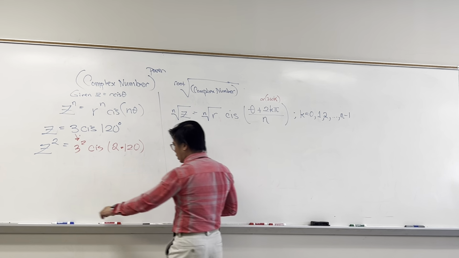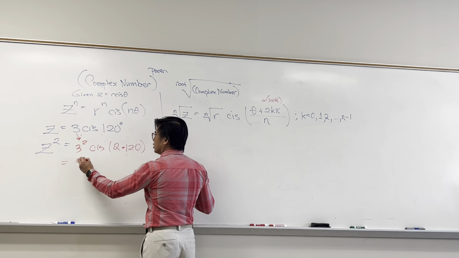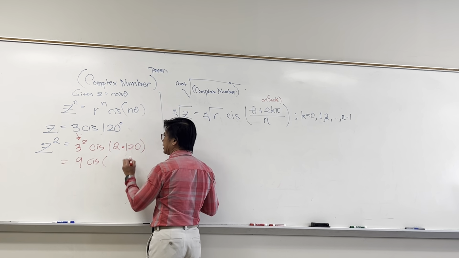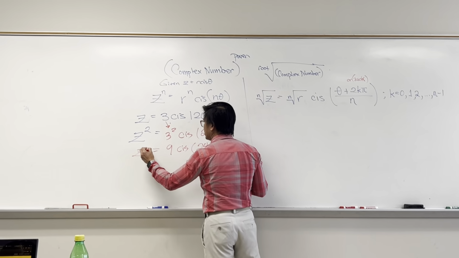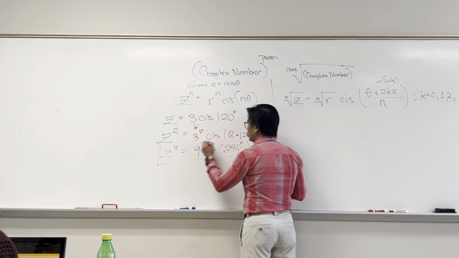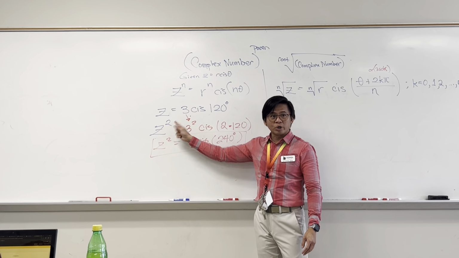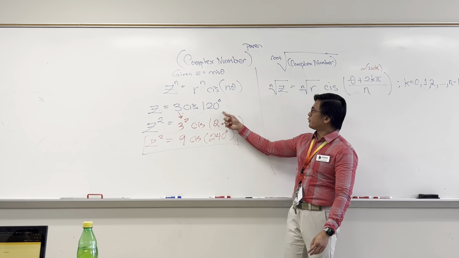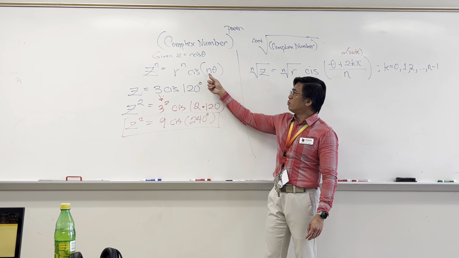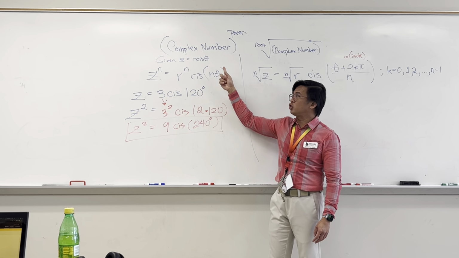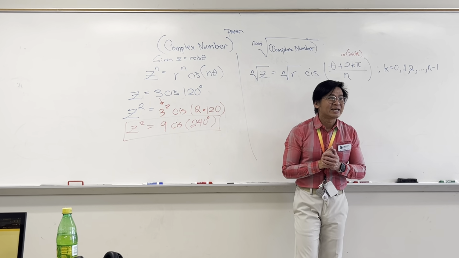So with that being said, how much is this gonna be? What's 3 squared? 9. Cis, and what is this? 240 degrees, okay? So that will be our z squared. So as simple as that one. Whatever your r or modulus is, you raise it to that power n, in this case 2. Whatever your argument is, your theta, whether that be in degrees or radians, you multiply it, not raise it to a power, right? You multiply it to whatever your exponent is.